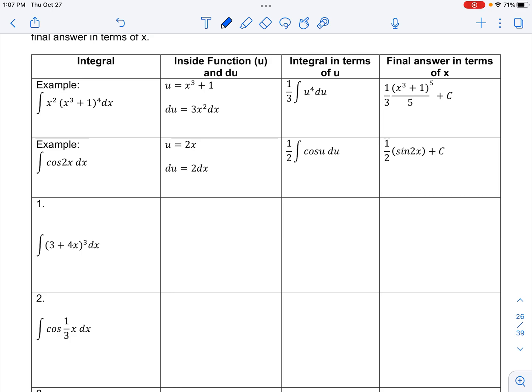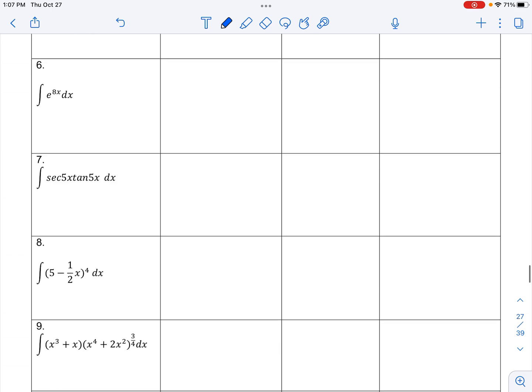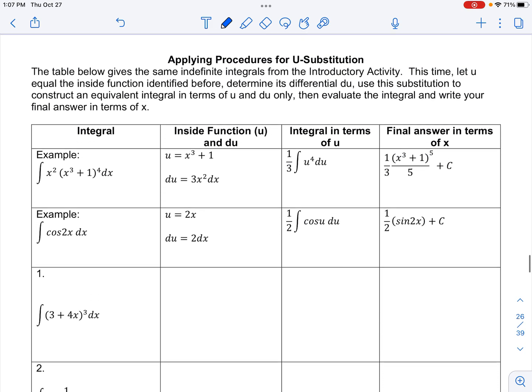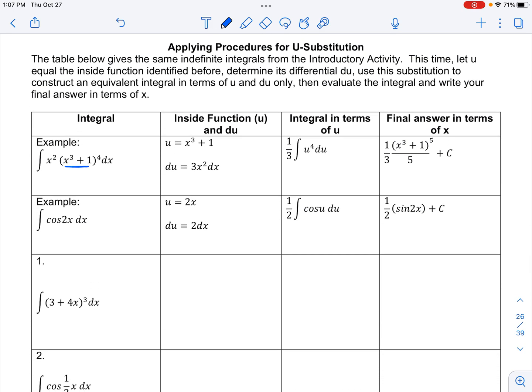So in this problem, your inside function is whatever's being raised to the power, which is x cubed plus 1. So I'm going to call u the inside function, and call that x cubed plus 1. Now, we are going to rewrite everything in terms of u. So I'm going to go ahead and take the derivative of u because I'm going to need a du there as well. So I'm going to put an intermediate step here.